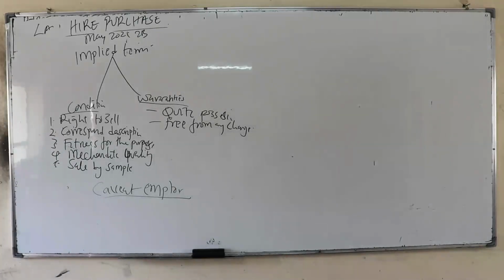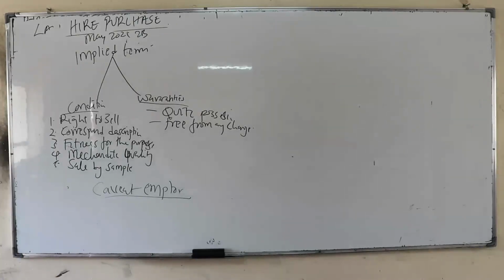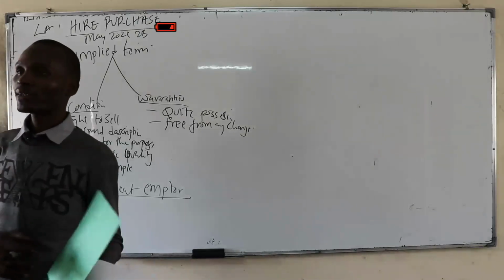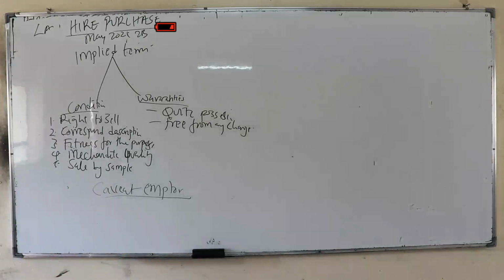Then another one, misrepresentation on the part of the seller. Misrepresentation on the part of the seller. Yeah, there too you cannot return it for the purpose of, cannot return it there for the purpose of what? Of the fitness for the purpose.